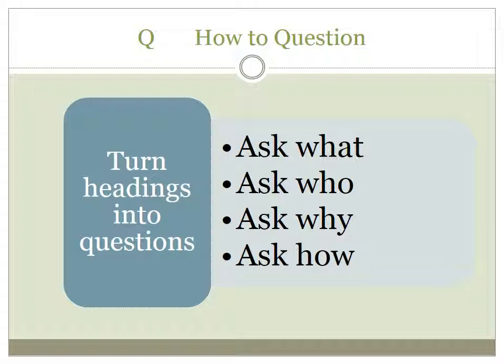How do you question? SQ3R. So Q is for question. You're going to use the old who, what, where, when, why, how, all of those, and actually say, okay, what is this chapter really about? What are the important things that I see as I'm skimming through? Why is this going to be important to my test?